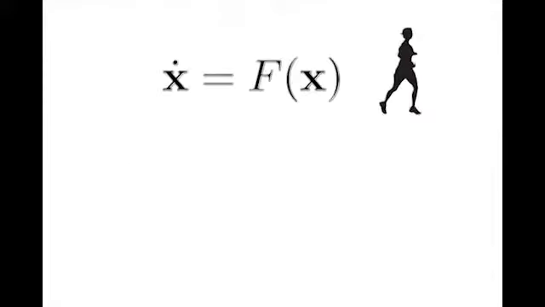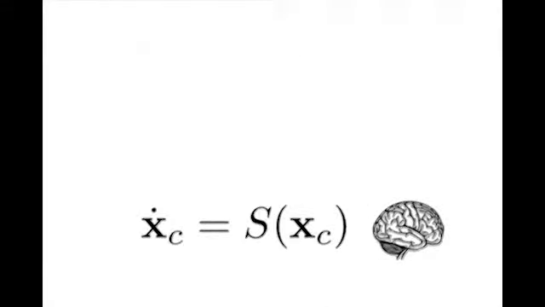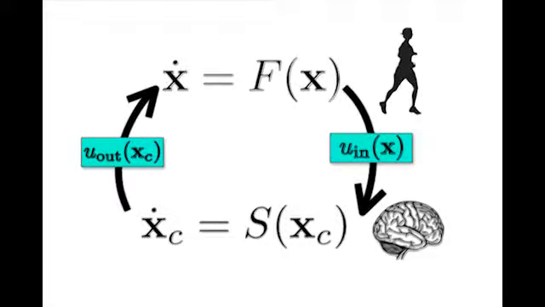We start with a mechanical system describing the motion. This system corresponds to the body and the environment. We can also define a neural oscillator, which corresponds to the signal sent by the central nervous system. These systems are coupled together using control variables u-in and u-out.